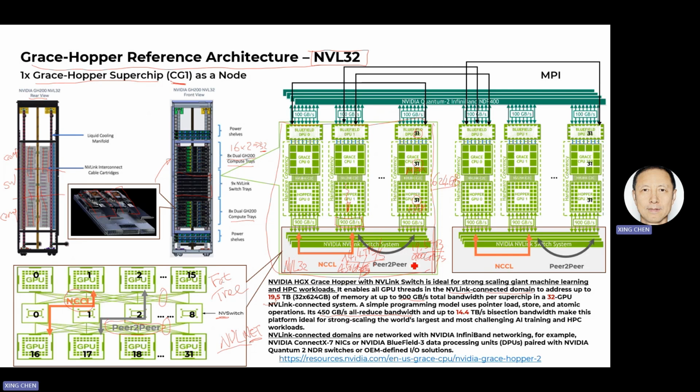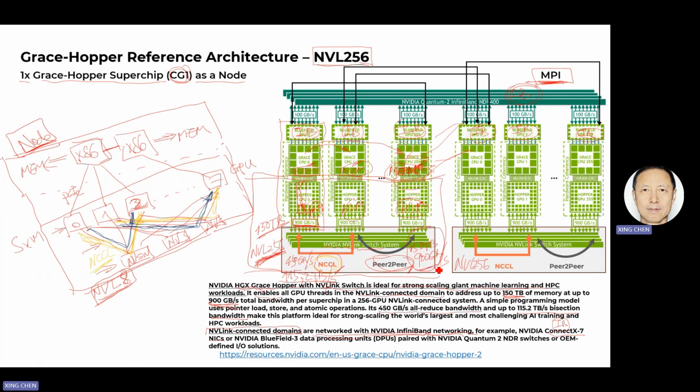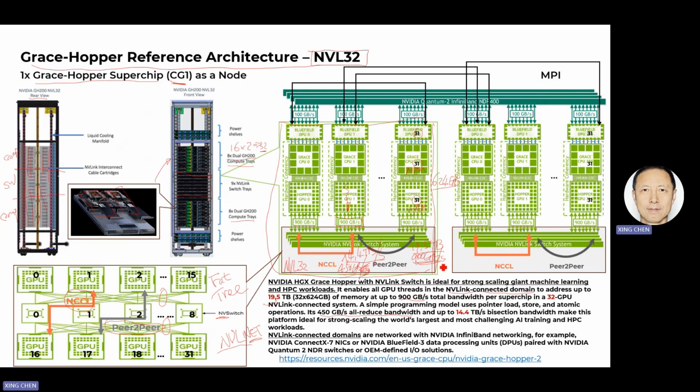But at the same time, we should notice that the bandwidth for each thread and the all-reduce bandwidth should remain the same. This is related to NVLink and not to the topology. We noted here 900 gigabytes per second, and here 450 gigabytes per second. It's the same as here, so that has not been modified. So everything is correct. This is for NVL32.